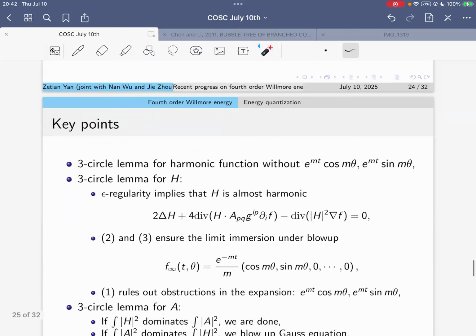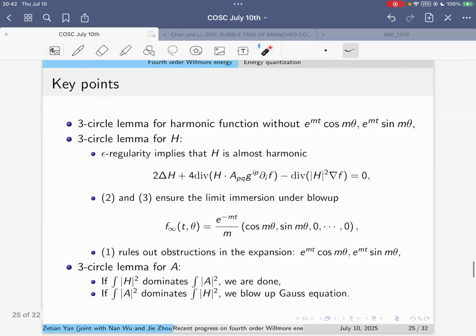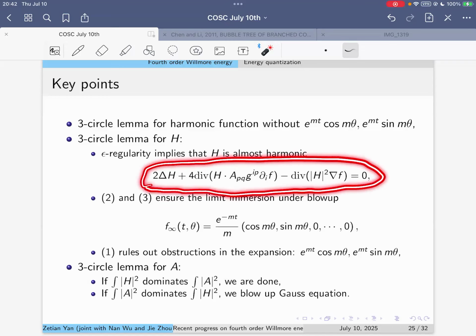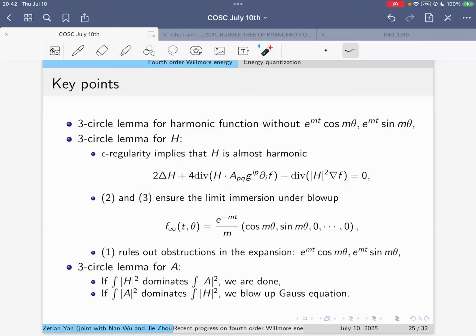And here are several key points. So as I said before, the key term in the proof is the 3 circles lemma. First of all, let me say it in the following way. First of all, we need to choose a function. And next, we do the blob. And to guarantee the start of the blob, we need the epsilon regularity.